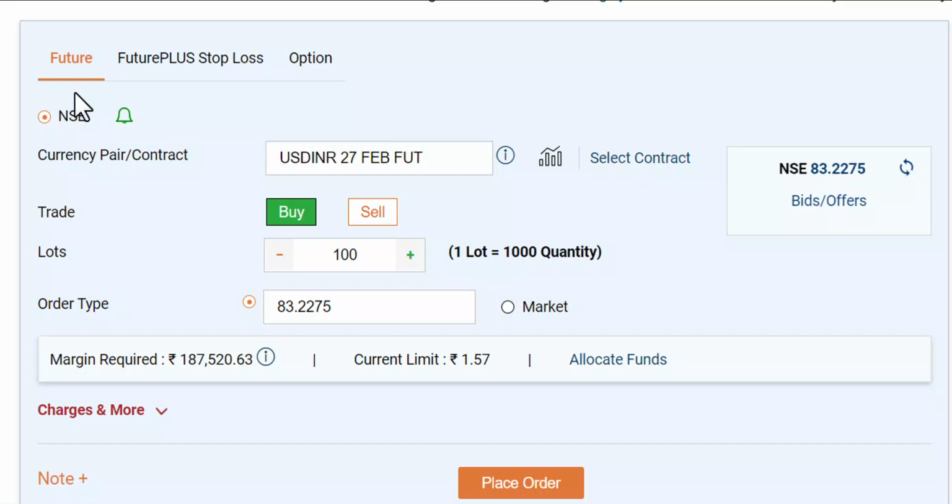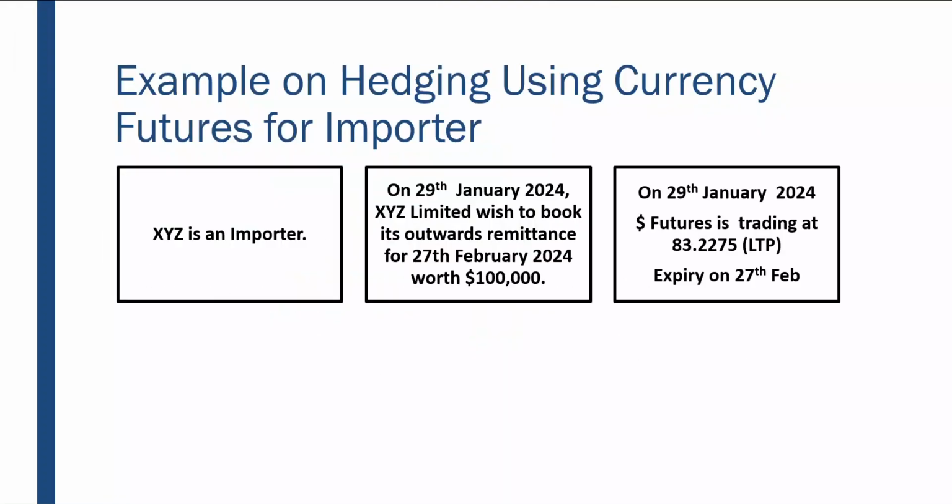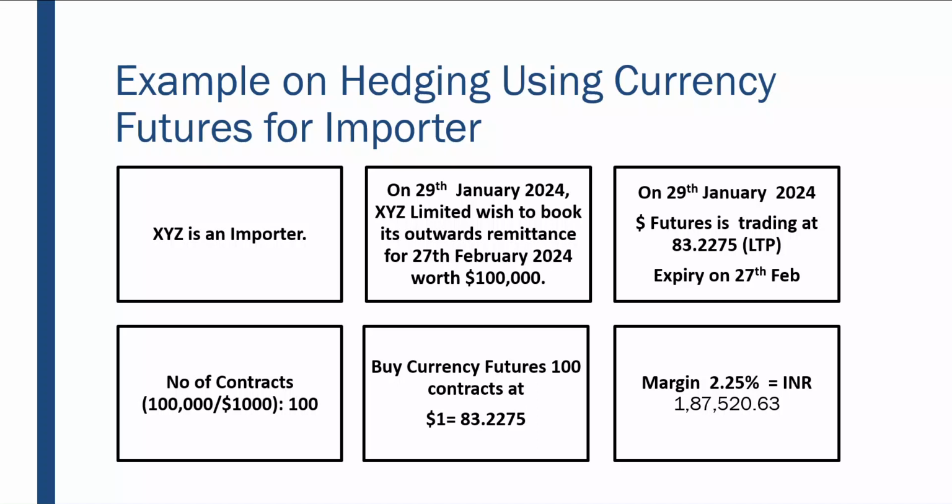It's roughly around 2.25% on the value of 100 lots. Okay, I'm just going to tell you this. Margin is 2.5% of the contract value, which is 83.2275 into $1,000. It will be 83 lakhs ka 2% itna aa jayega.